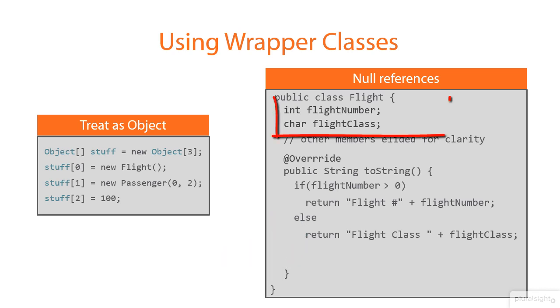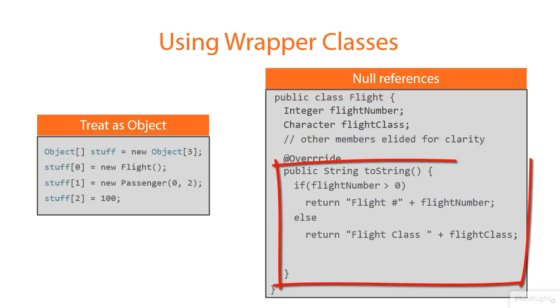But if we now convert our int and our char to their wrapper class equivalent, so we take flight number and make that an Integer instead, and we take our flight class and make that a Character instead. Now we go inside of our toString method. We want to check and see if flight number has been set. Rather than checking to see if it's greater than 0, we can check to see if it's not equal to null. If it's not equal to null, we know it's been set, no matter what value is inside of there.